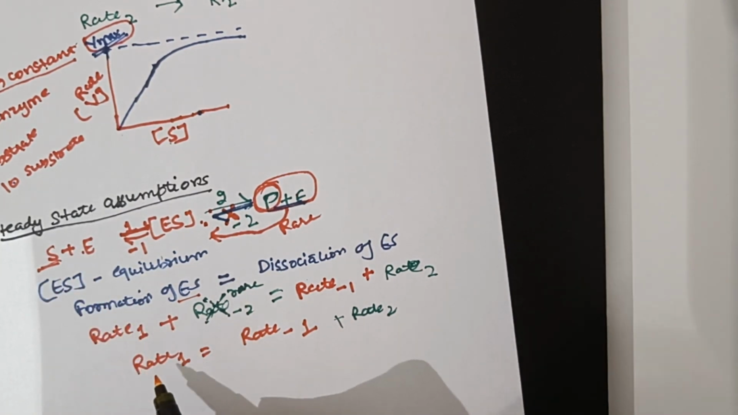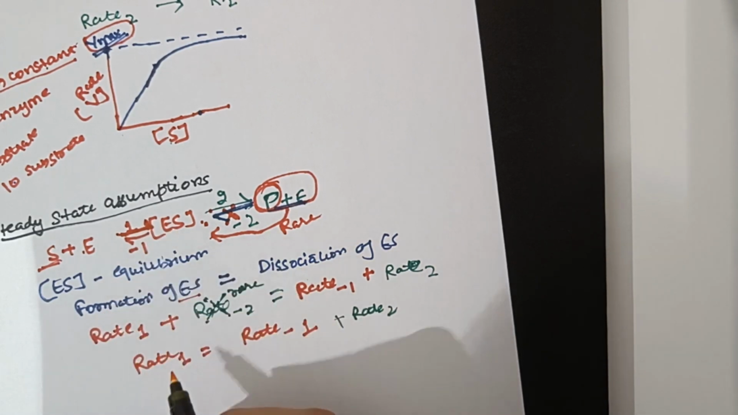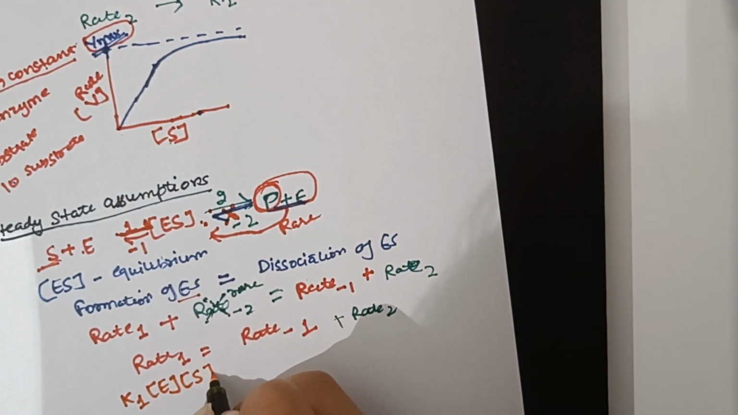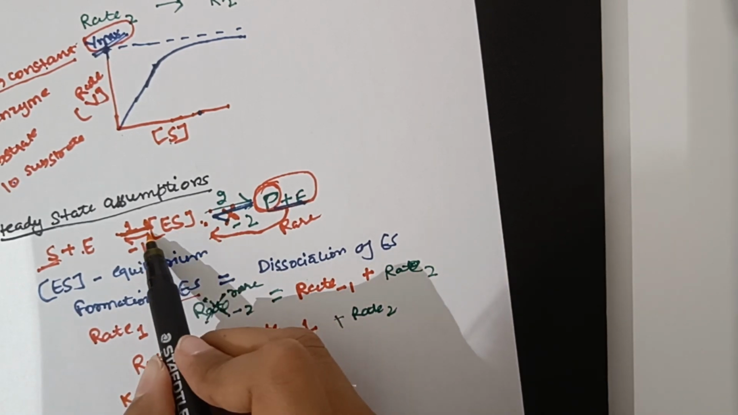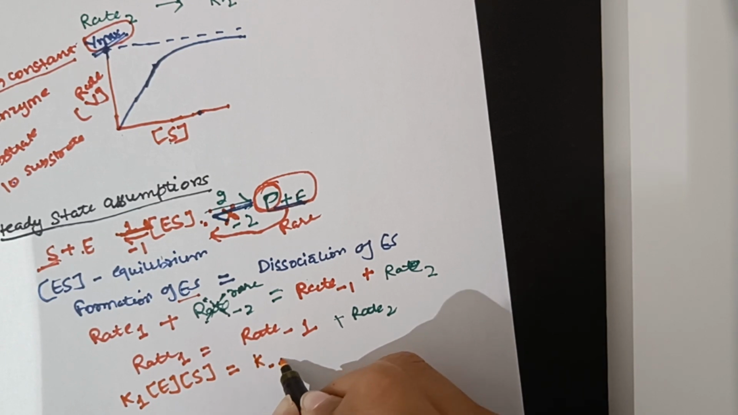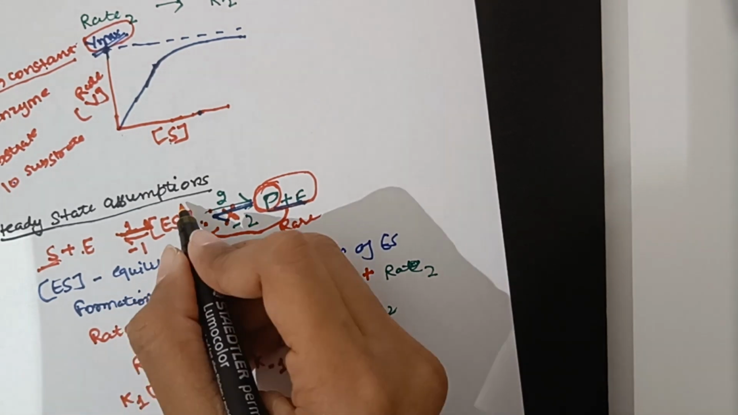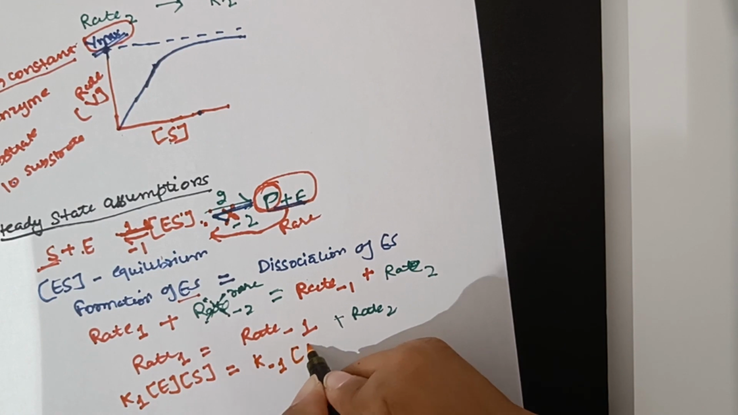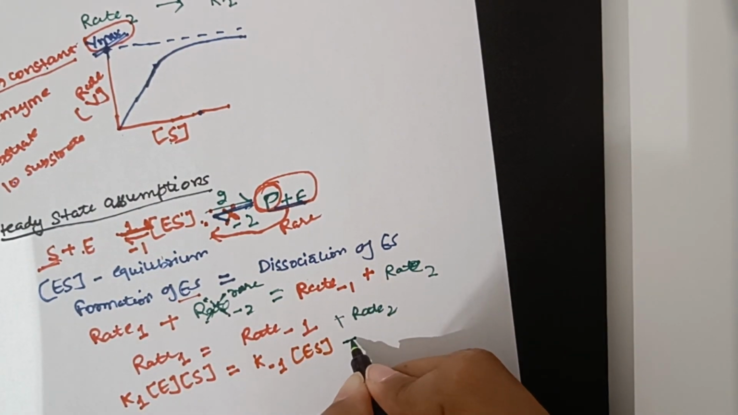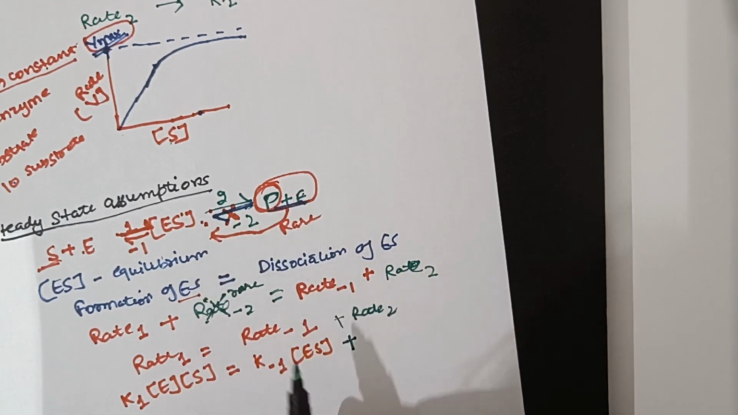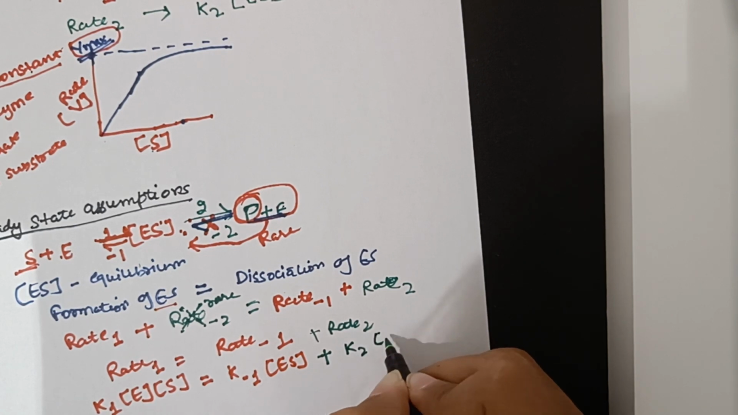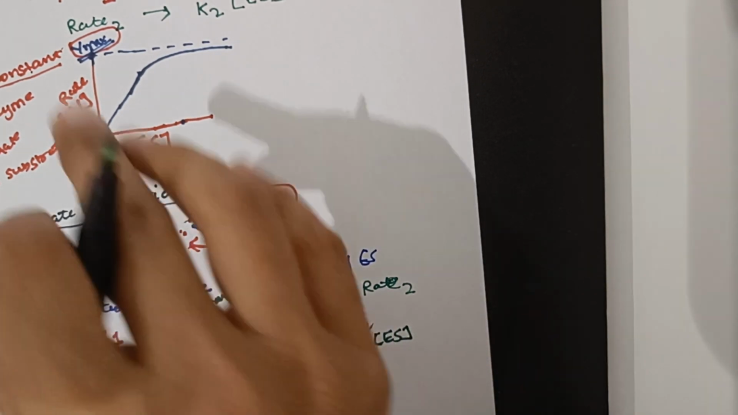So now, what is rate 1? It's this, right? We can write K1 [E][S]. What is rate -1? It is the dissociation to substrate and enzyme, and the rate depends on the ES. So we can write this, plus, what is rate 2? It's the formation of product using ES. So it's K2, and it also depends on the ES.